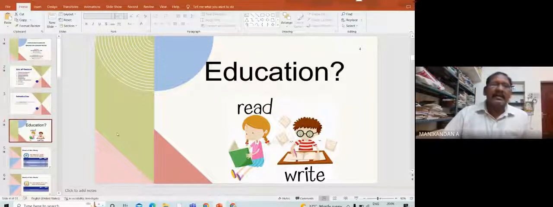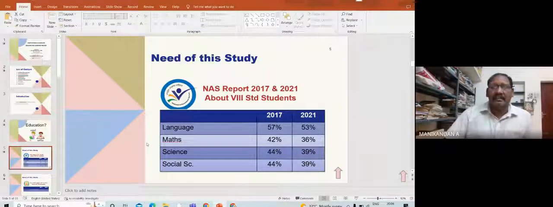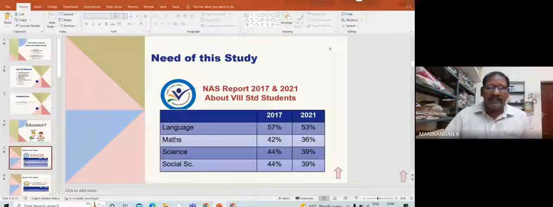In that case, the need of this study is that the National Achievement Survey of India report 2017 says the language knowledge of acquiring language is 57% only. They combine the regional language and also English. As well as the 2021 result also shows 53% of language acquired.